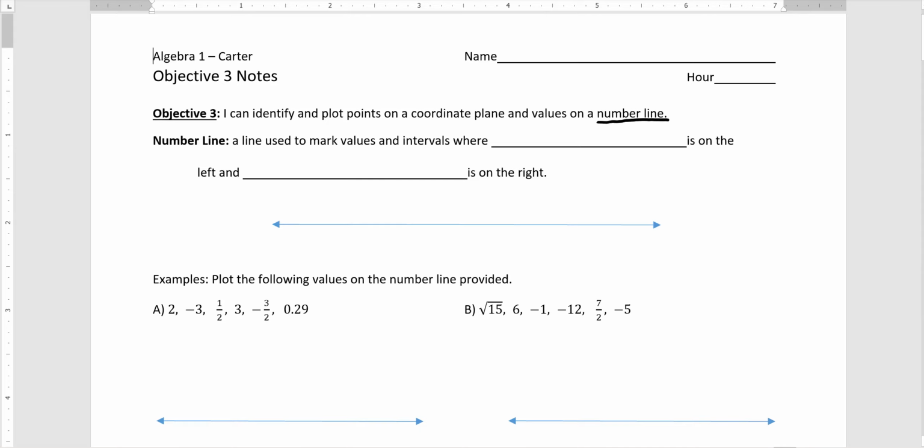Now, a number line is a line used to mark values in intervals where negative infinity is on the left and positive infinity is on the right. So basically, as we go from left to right, we are getting more positive. So let's say we have 0 right here in the center. Over here would be the negative direction. Over here would be the positive.